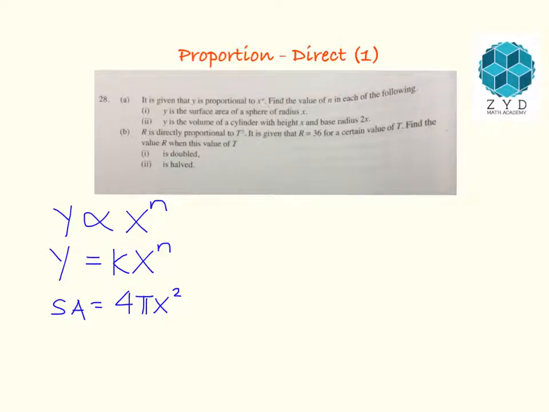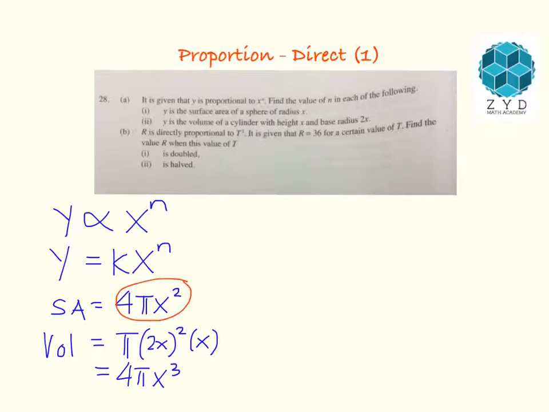And let me do part 2 as well. y is the volume of a cylinder. Volume is equal to base area multiplied by the height. Base area is the area of a circle, so the area of a circle is pi r squared. r is 2x, squared, and multiplied by the height, which is x. So this eventually becomes 4 pi x cubed. Okay, so we have surface area is 4 pi x squared, volume is 4 pi x cubed.